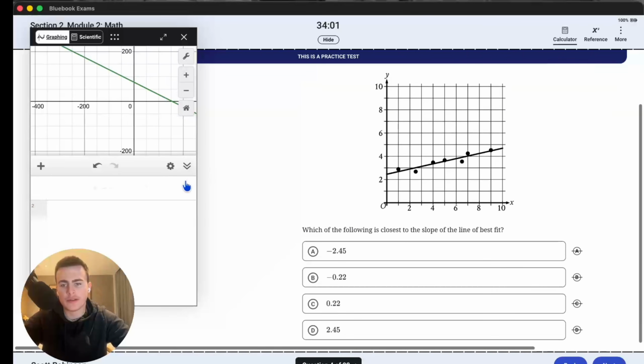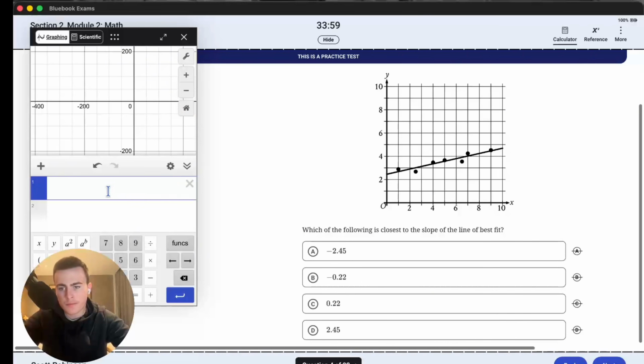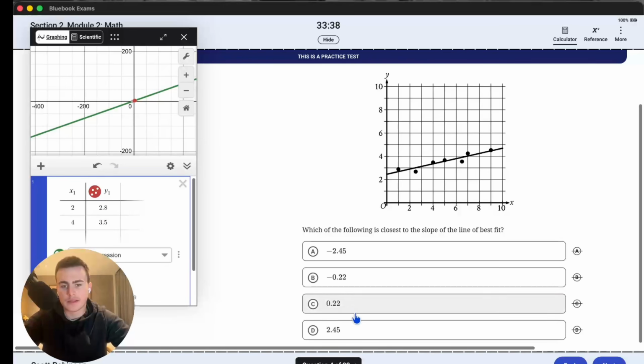What's the slope? Another one of these. These are so easy. Table 2, 2.8, and then it would be like 4 and 3 point. I don't know. It's gonna be C for sure. C. What is that, like 3.5? Something like that. It's C for sure.